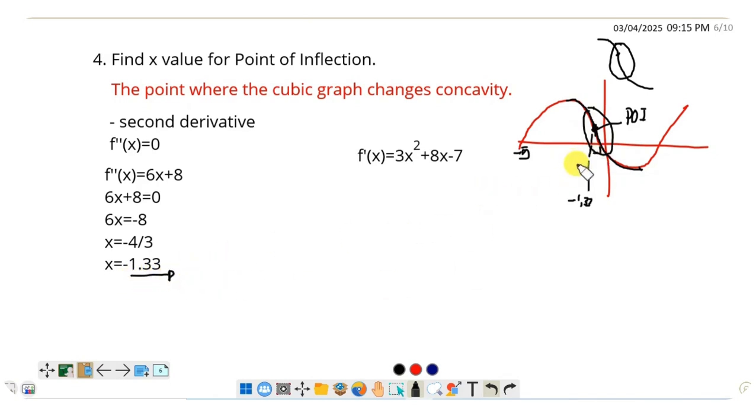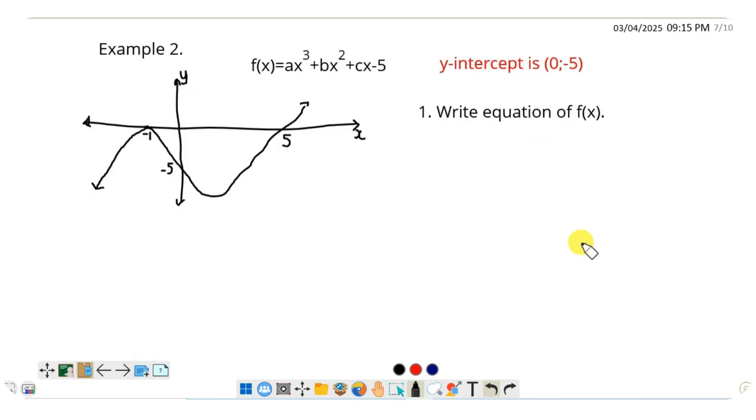So you have to do it the right way. Okay, so that's how you find the point of inflection. Let us go to another example here.